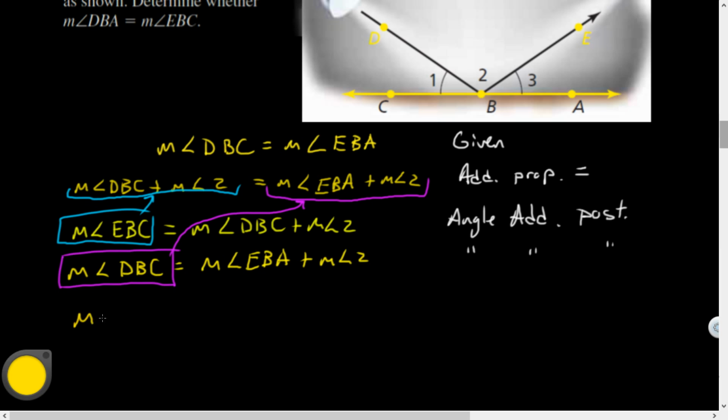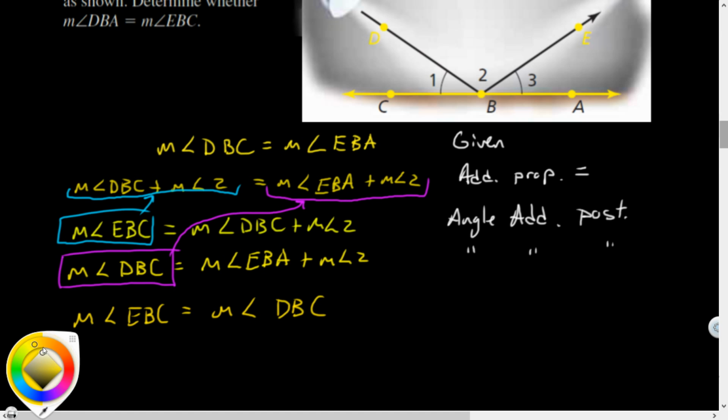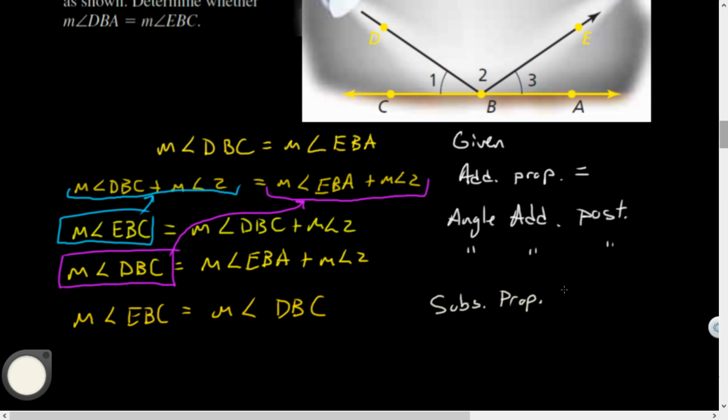So I'm going to say the measure of angle EBC is equal to the measure of angle DBC. And the reason that's true is substitution. So subs prop. Substitution property of equality is what I end up getting. And I believe that is roughly what I've set out to prove. But tell you what, let's flip it around and do it proper.